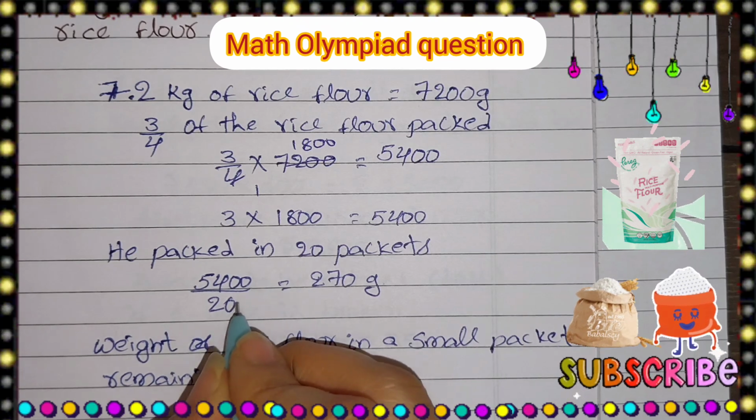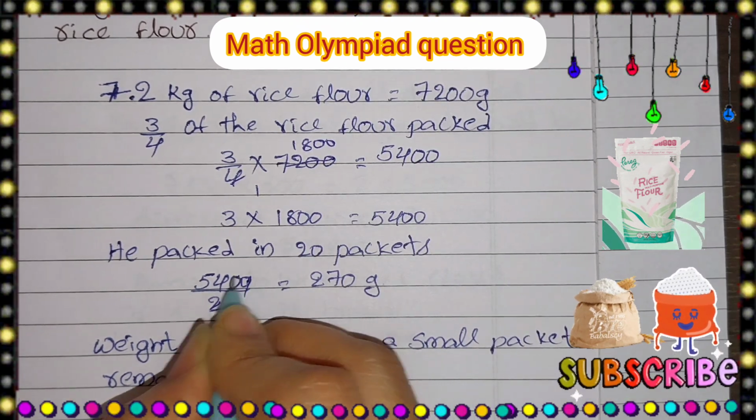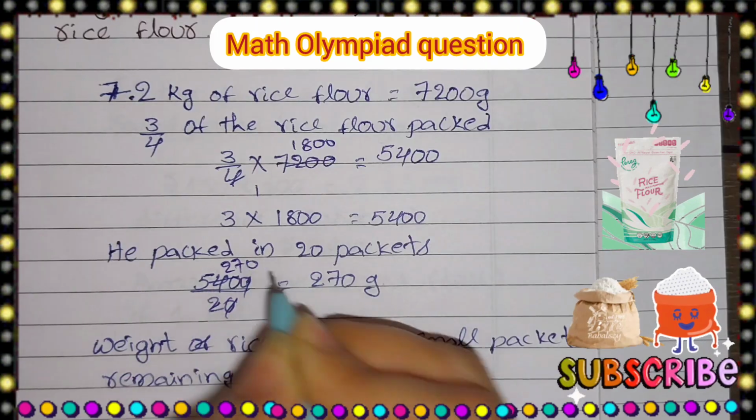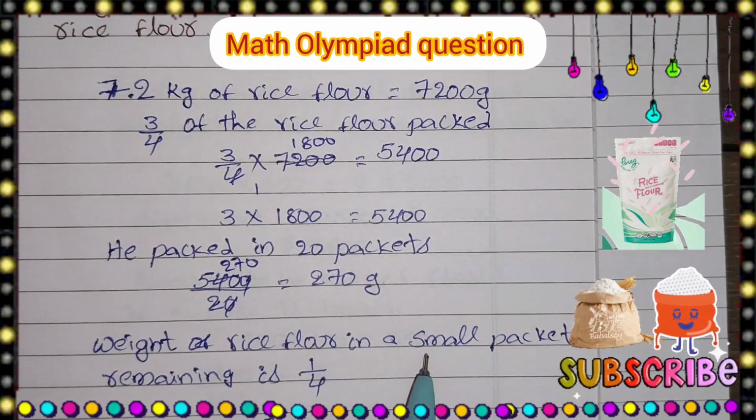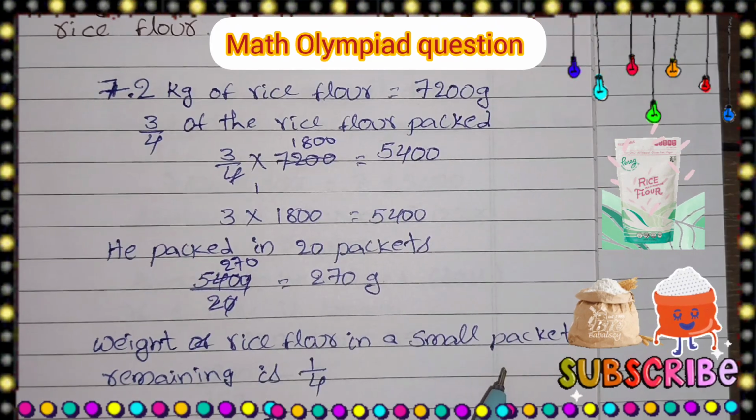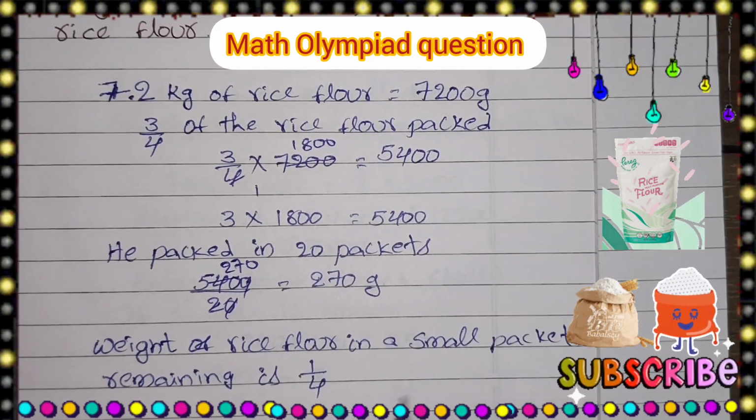He packed this in 20 packets. 5400 divided by 20. The 0 will get cancelled. 27 times 2 is 54, so 270 grams. Weight of rice flour in a small packet is 270 grams.